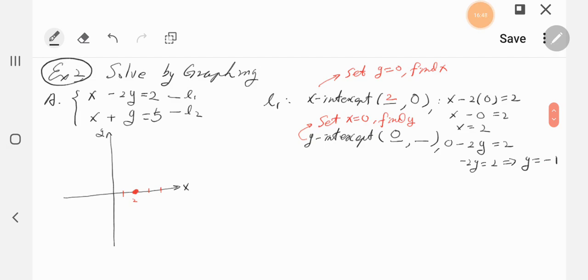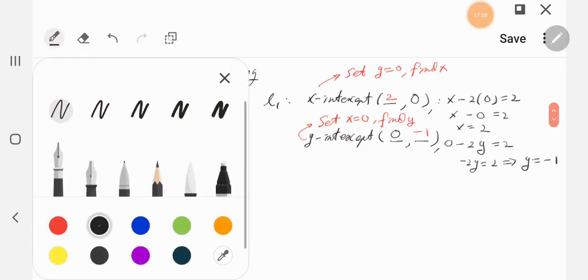So when x equals 0, y is negative 1. Let's say this is negative 1. Okay, so connect these two points. So this is line 1. Okay, let's find line 2.